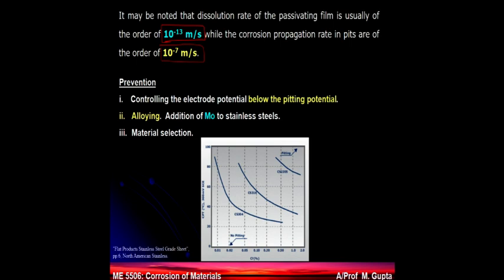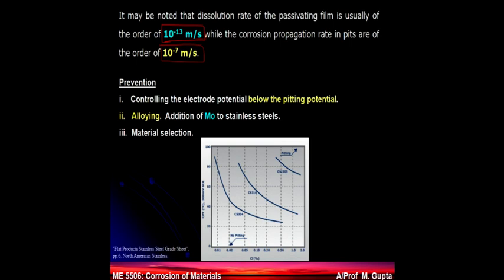So think about it. You have an underground pipeline. You laid it down by putting in a lot of money for 20 years. It fails within 1 year. How much loss is that, plus plant shutdown and all this. So that is the gravity of pitting corrosion.